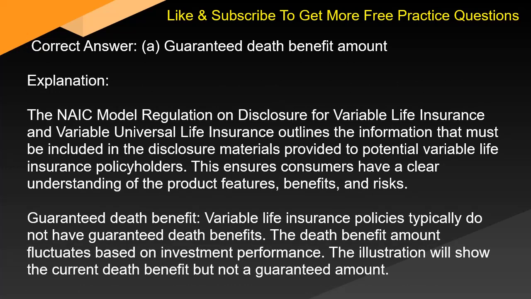Correct answer: A. Guaranteed death benefit amount. Explanation: the NAIC Model Regulation on Disclosure for Variable Life Insurance and Variable Universal Life Insurance outlines the information that must be included in the disclosure materials provided to potential variable life insurance policyholders. This ensures consumers have a clear understanding of the product features, benefits, and risks. Guaranteed death benefit. Variable life insurance policies typically do not have guaranteed death benefits. The death benefit amount fluctuates based on investment performance. The illustration will show the current death benefit but not a guaranteed amount.